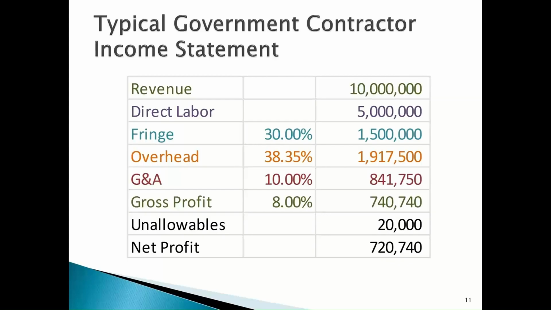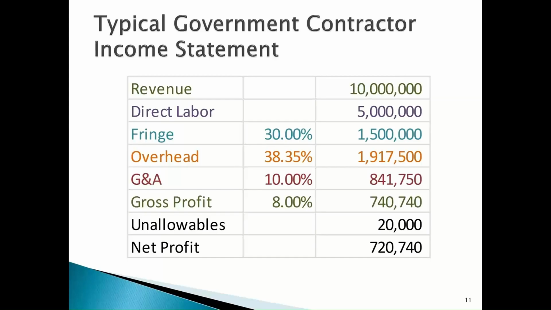I'm going to charge 38.35% for overhead, and that's 1,917.50, which is 38.35 times the 5 million. 10% for G&A is on the 5 million, the 1.5, and the 1.9. And then my profit is 8%, just as an example. And I did this for a specific reason because these rates would actually be too high to win anything. I'll go into that a little bit more.